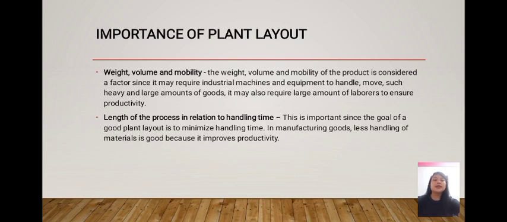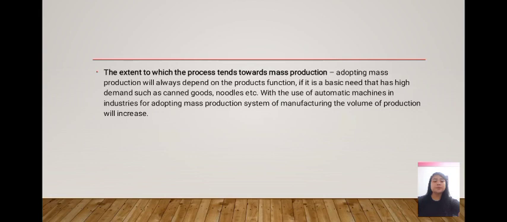The second one is length of the process in relation to handling time. This is important since the goal of a good plant layout is to minimize handling time in manufacturing goods. Less handling of material is good because it improves productivity. With the help of average handle time, you can reduce cost, plan staffing levels, and analyze employee performance. It is also an effective metric for establishing benchmarks or new customer service goals.